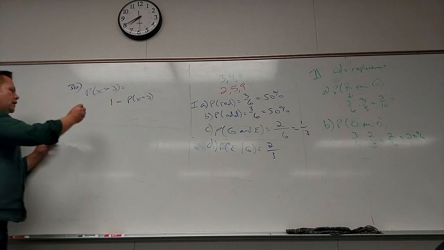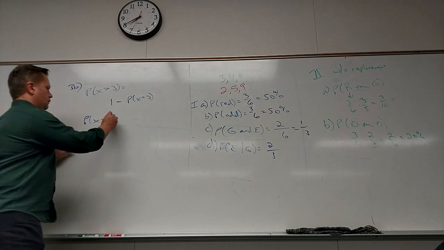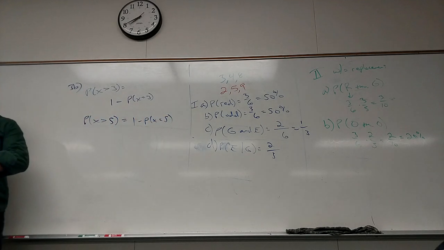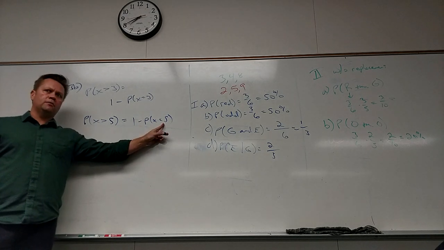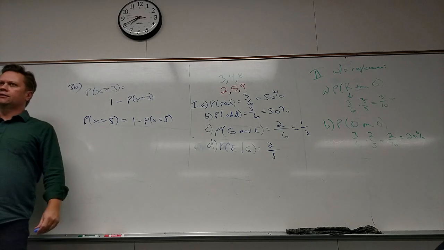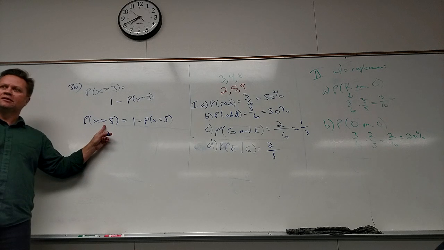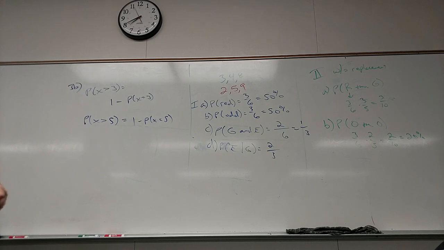So some people, if I said probability x greater than 5, if you say this, that doesn't make a bit of sense. You do not understand the idea. If you do 1 minus this, you found the probability x is not 5. You didn't find the probability x is greater than 5. How would you do this if I said probability x greater than 5? What is greater than 5 in this problem? 6 and 7. So I just add those probabilities up. 1 minus 5 doesn't make a bit of sense.